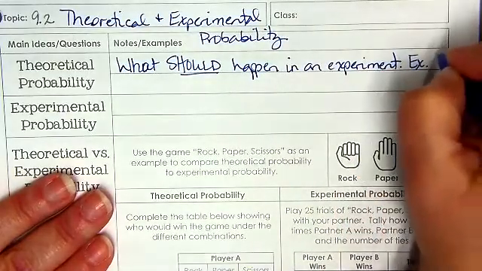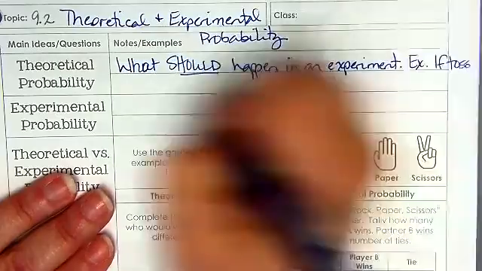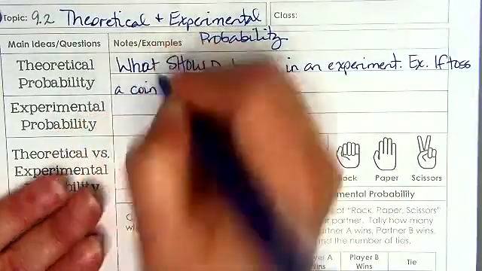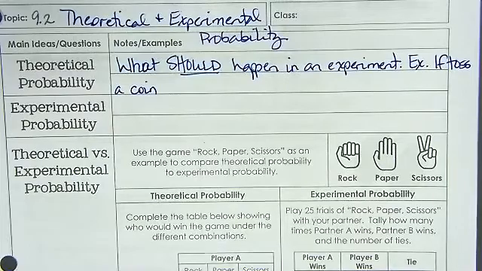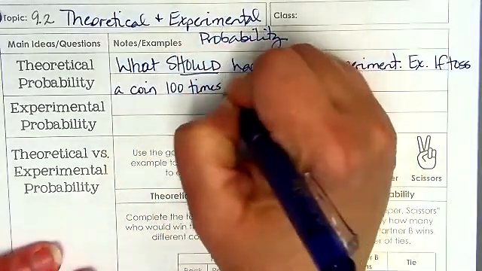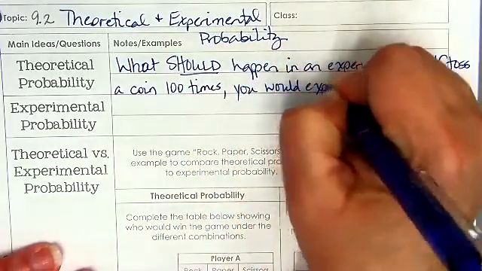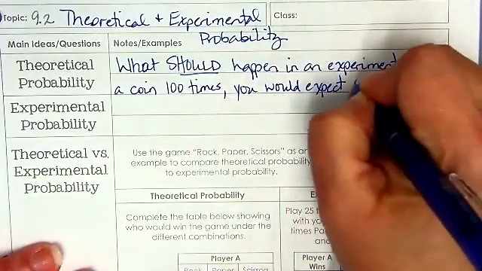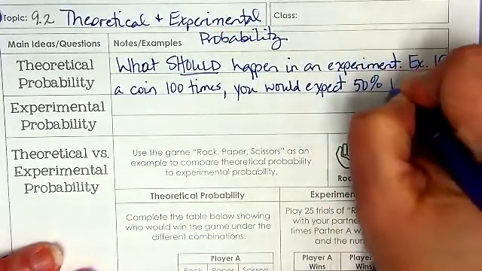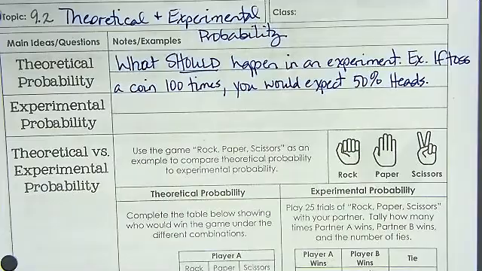For an example, if you toss a coin 100 times, you would expect 50% heads. Okay, that's what you would expect because it's a 50-50 shot of landing on heads or tails.